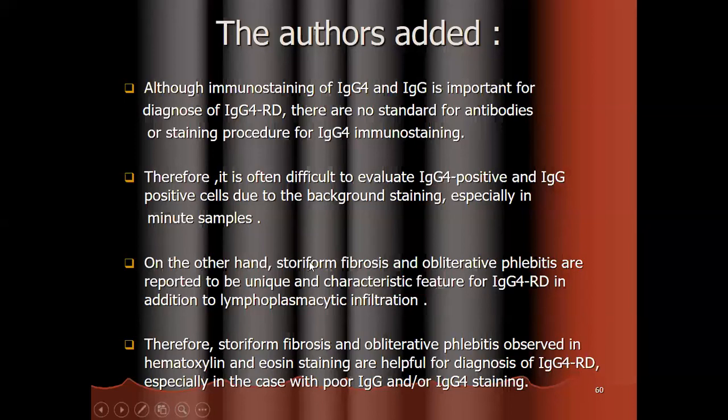On the other hand, storiform fibrosis and obliterative phlebitis are reported to be unique and a characteristic feature for IgG4 related disease in addition to lymphoplasmacytic infiltration. Therefore, storiform fibrosis, obliterative phlebitis observed with hematoxylin and eosin staining are helpful for diagnosis of IgG4 related disease, especially in the case with poor staining.